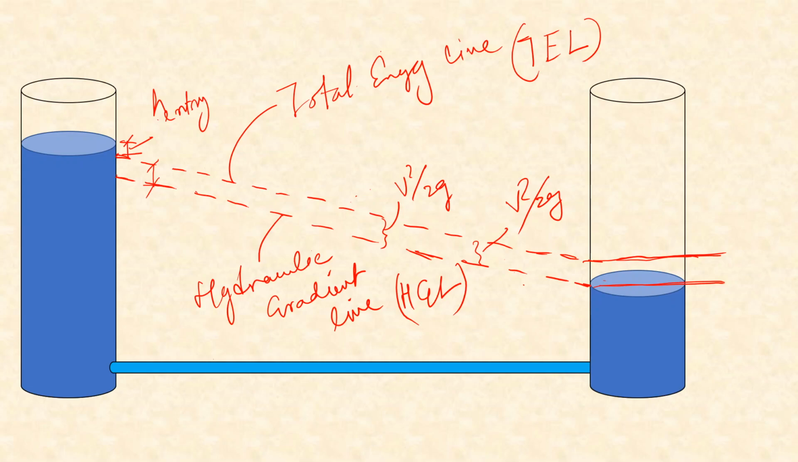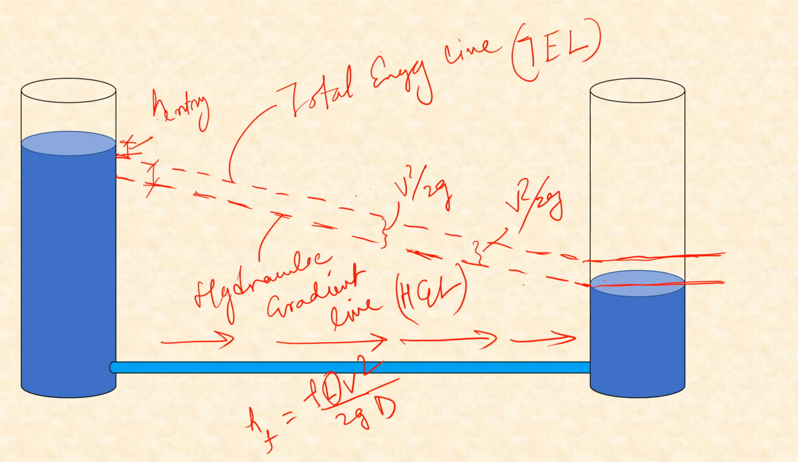And in between, we have assumed it to be a straight line. That means it decreases linearly, and that's because inside the pipe the loss of head is only because of friction, and because of friction we know that the equation is head loss equals FLV squared by 2GD. As we move along the length of the pipe, L increases, and since this head loss is directly proportional to L, we can say that it will be decreasing linearly.